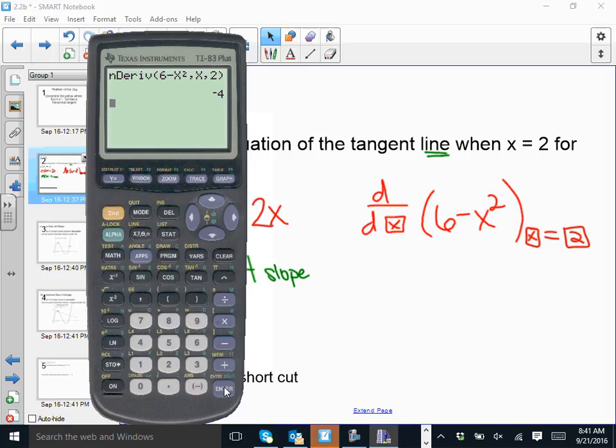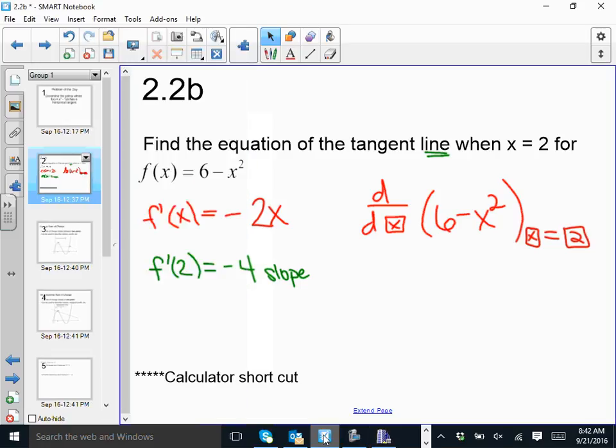Any issues? Everyone can get that okay? All right, let's finish our problem and then we'll practice it again.